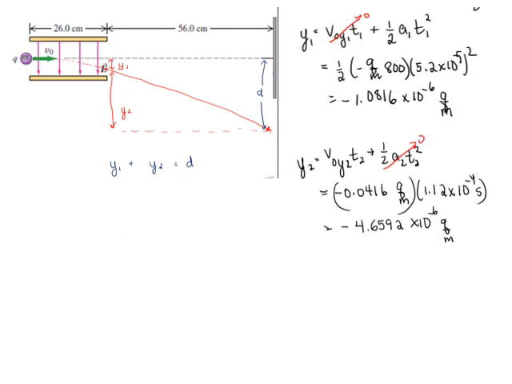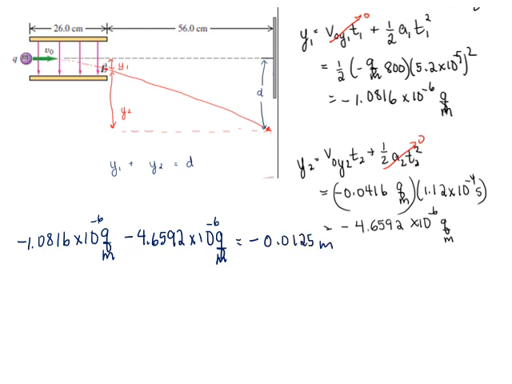Let's fill in our values now. y1 is minus 1.0816 times 10 to the minus 6 Q over M. y2 is minus 4.6592 times 10 to the minus 6 Q over M. d is 1.25 centimeters. It points down, so it's negative, and then we'll convert to meters. So we can solve for Q over M then, and we get 2,177. Charge over mass means our units are coulombs over kilograms.